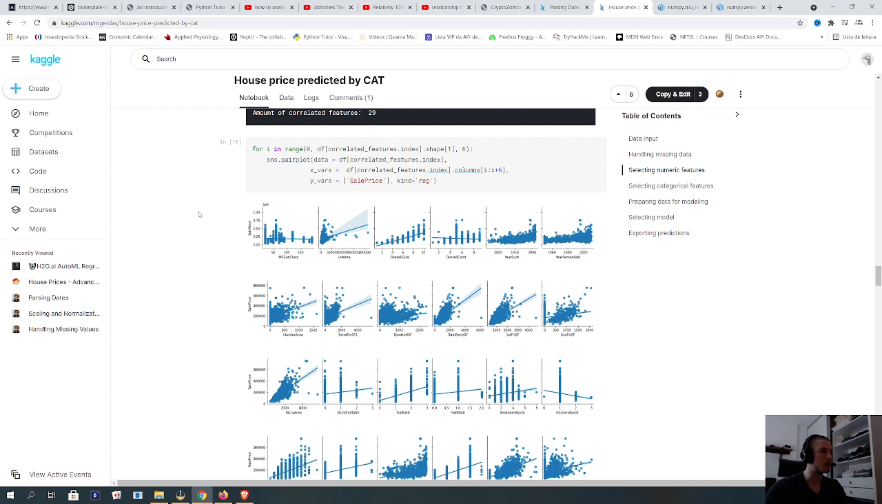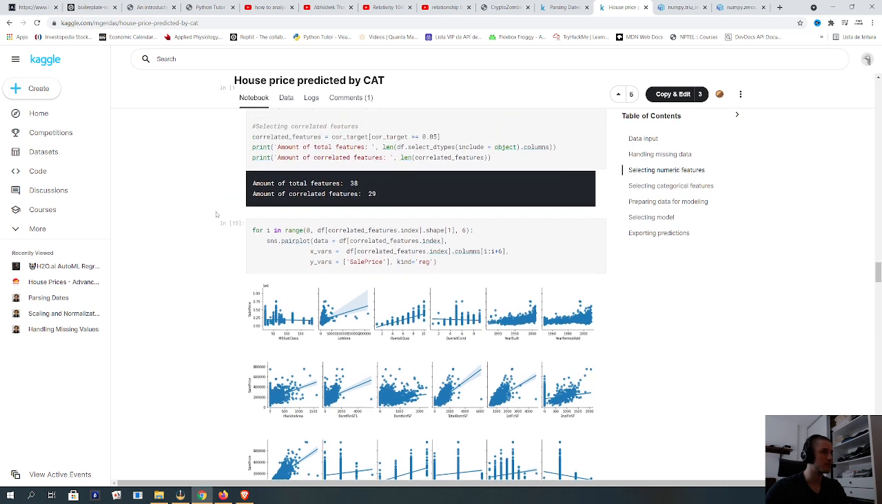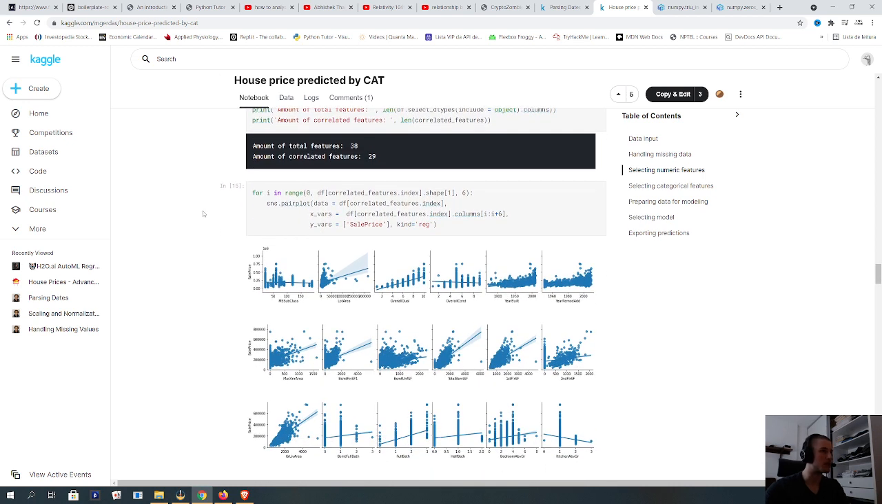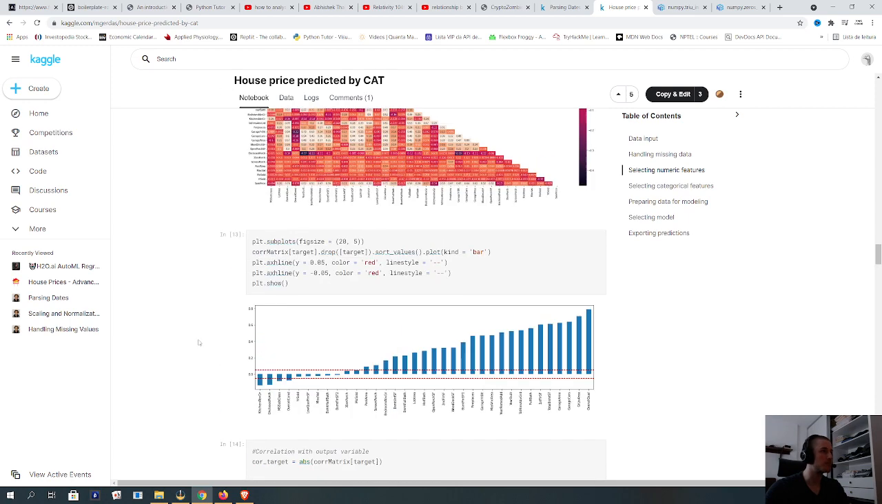Yeah, I spent a lot of time trying to create a loop to print graphs like this, but it wasn't working, and I'm not sure why. It was printing all the graphs in only one graph. It didn't work, so I had to do it manually. So it's looping from 0 to the shape of the rows of the index of this column here, where it's correlated features.